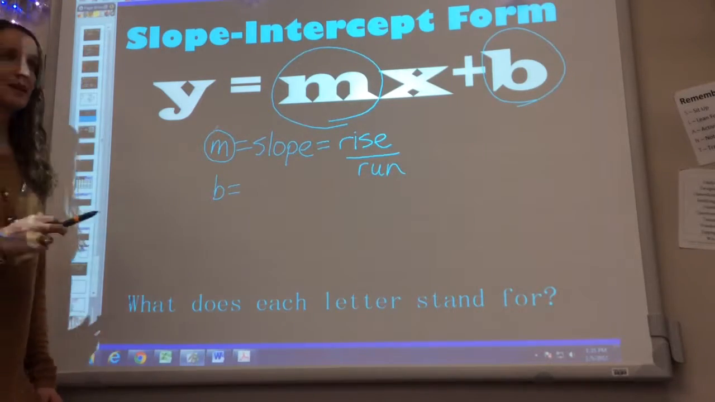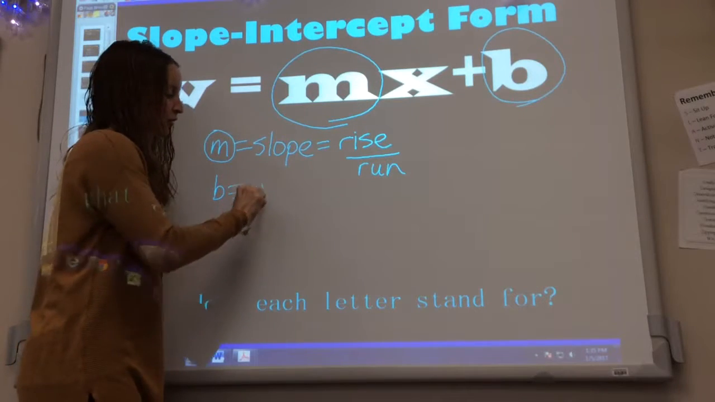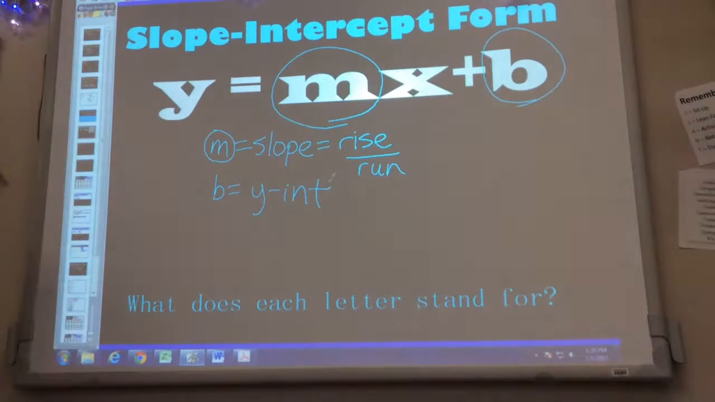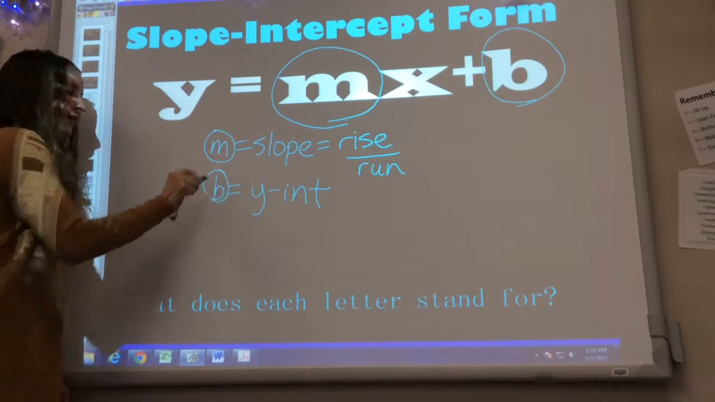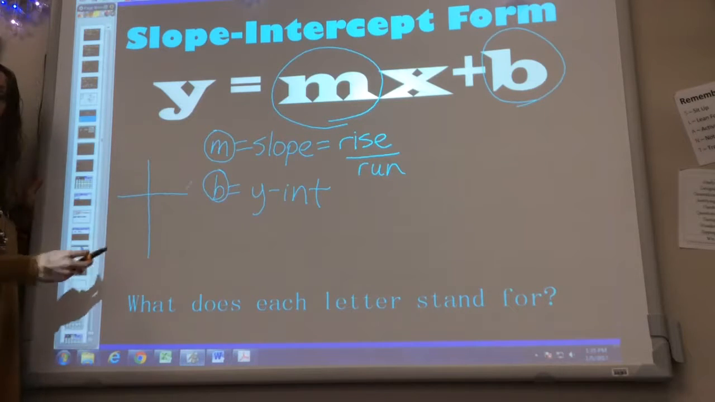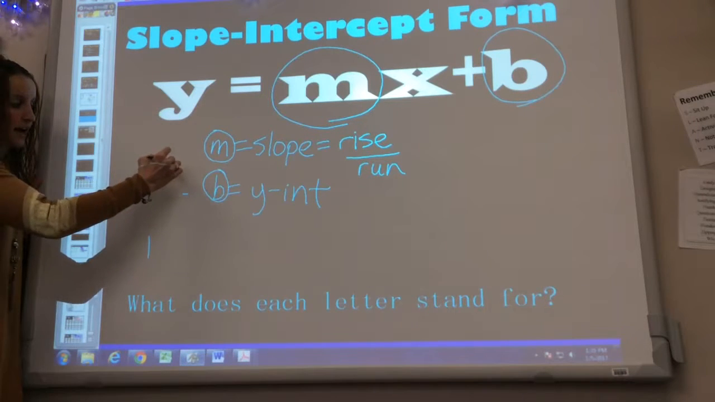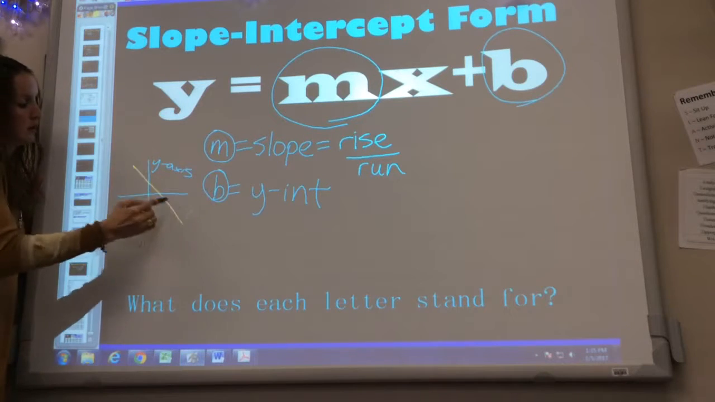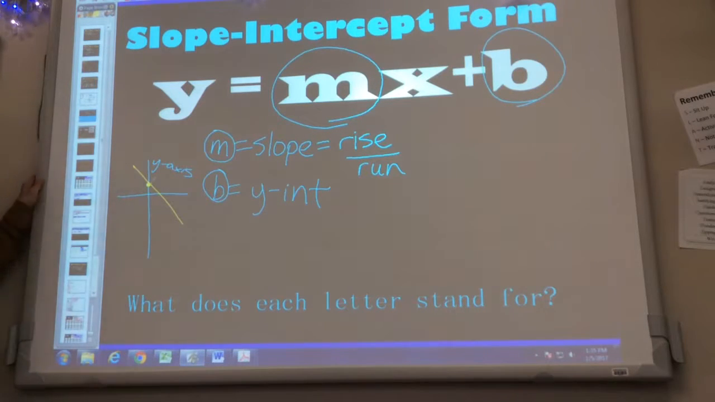Now, as weird as this may sound, B stands for your y-intercept. So M stands for your slope, and B stands for your y-intercept. And if you remember yesterday, a y-intercept, remember this is our y-axis. So it's simply telling you, oh, that's where our line goes across, okay? So that's what our y-intercept is.